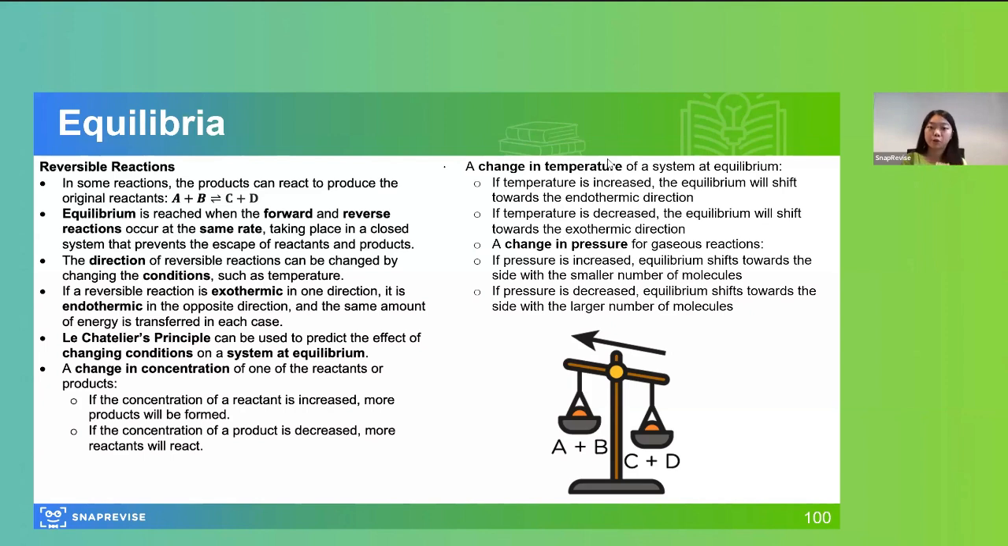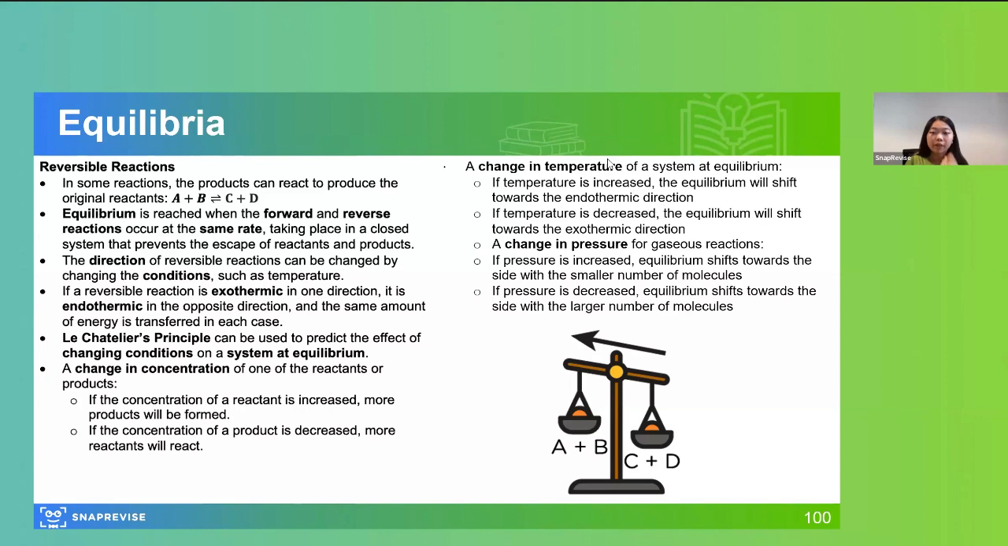Temperature is a bit more straightforward. If you increase the temperature, it will move towards the endothermic side. If you decrease temperature, it will move towards the exothermic side. And they will tell you in the question most of the time if it's exothermic or endothermic. So if it tells you the forward reaction is exothermic, and this person increased the temperature, it means the reverse reaction is endothermic. Increasing the temperature goes towards the endothermic side, so equilibrium shifts towards the endothermic side. I'm hoping that's clear with temperature.